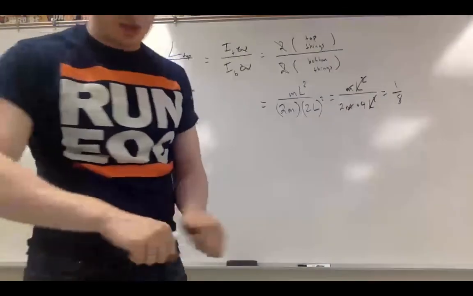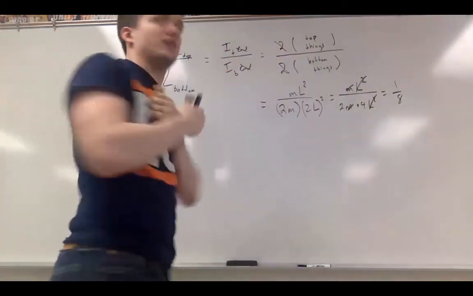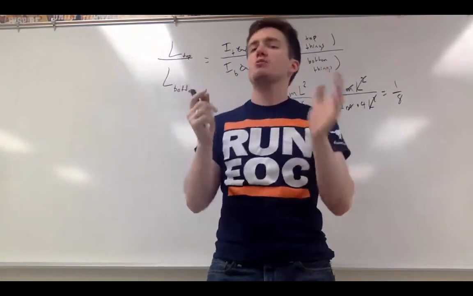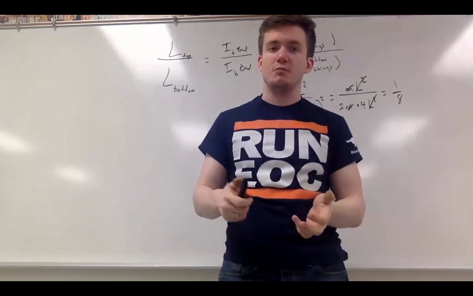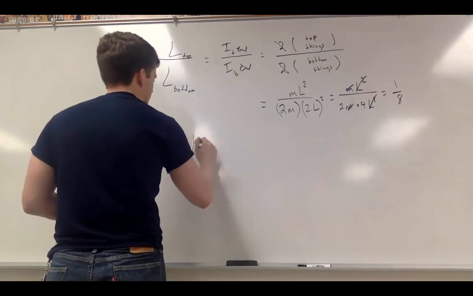The logic here is that as the ice skater is spinning and pulls in, she speeds up. Her angular momentum stays the same. That's why she speeds up. But let's think about the kinetic energy. I said I wasn't going to write anything. I lied.